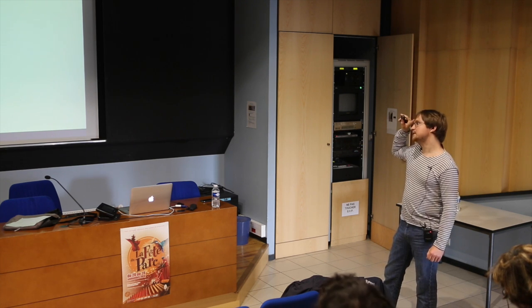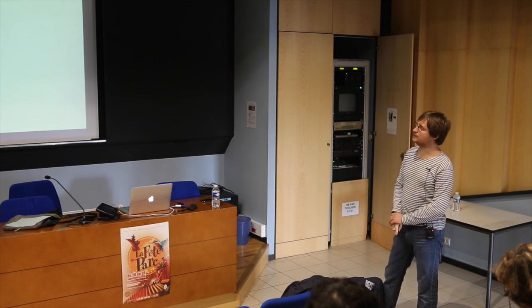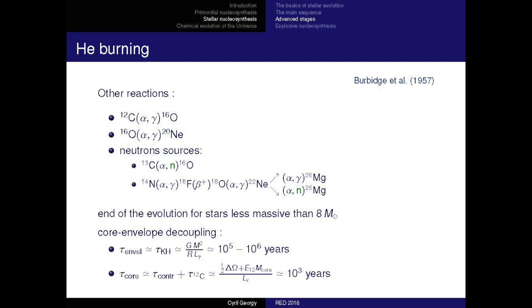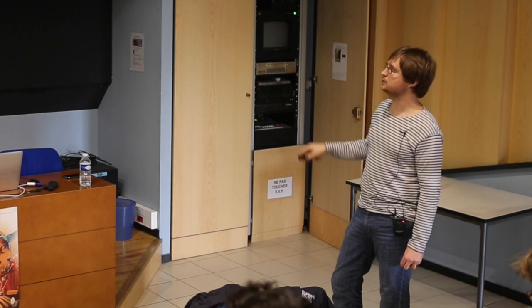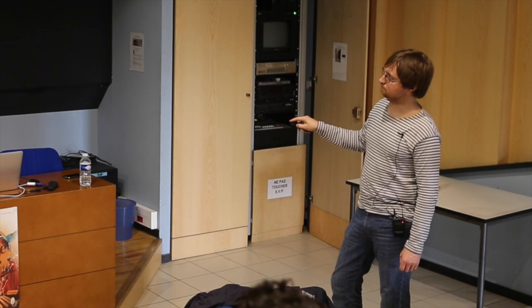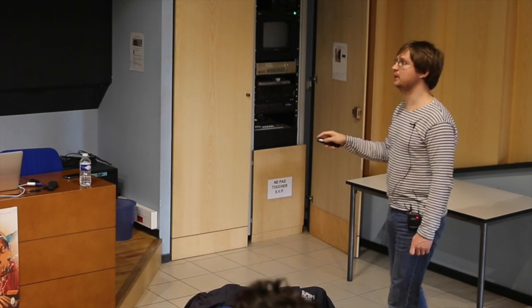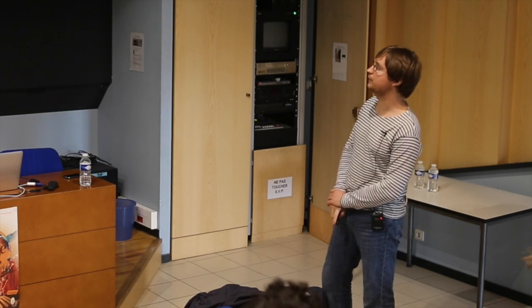Two other reactions are interesting, and we'll see later why. It's because they are neutron sources, in that you can have carbon-13 in your core that will capture an alpha particle and release a neutron to produce oxygen-16. And as well here, you have this chain of reactions between nitrogen-14, fluorine-18, oxygen-18, neon-22. And neon-22 can react in two different ways with the alpha particles that are in the core, either going through this channel with an alpha capture and a photon release making magnesium-26, or going through an alpha capture and neutron emission producing magnesium-25. But these two reactions here are important because they can be a source of neutrons, and we'll see later why it is important to have neutrons in different phases of the stellar life.